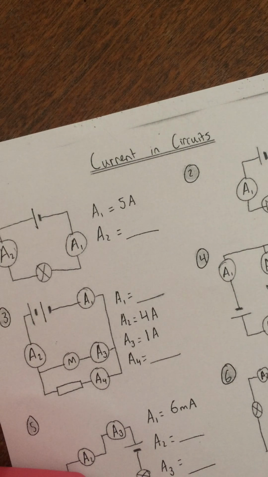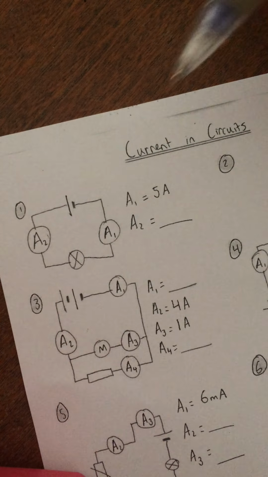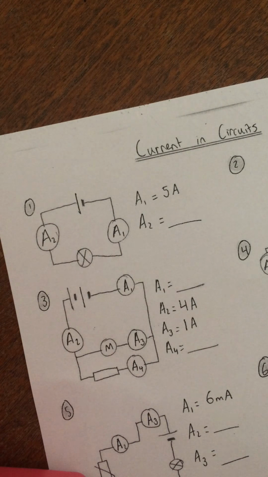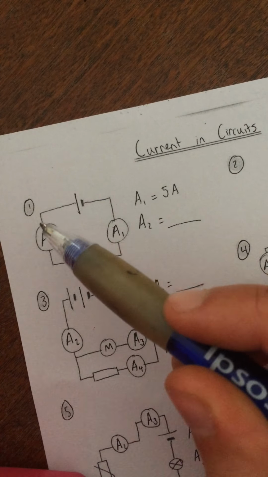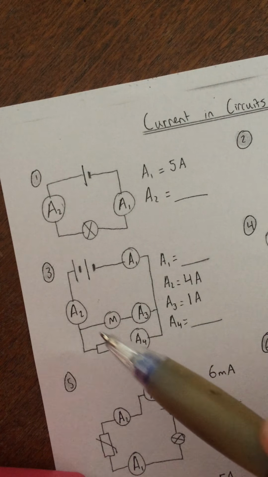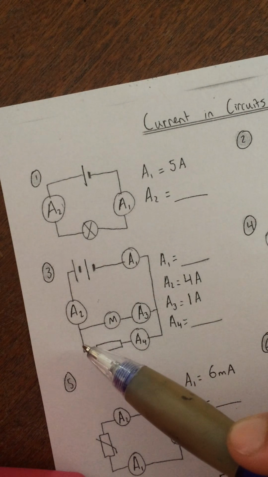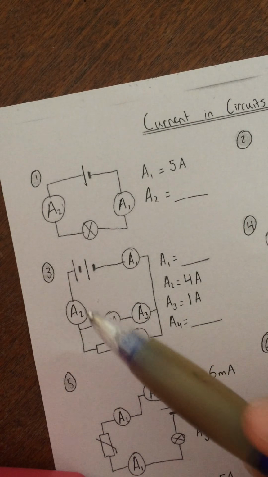Okay, so this is going to be a walkthrough of the current in circuits worksheet, and it's going to be a pretty quick walkthrough. For question 1, first thing we need to look at is, is this a series or a parallel circuit? Now, a series circuit is one where there is just one loop of wire, whereas a parallel circuit, as in question 3, is where the wire splits, and there are two options for where those electrons would flow.